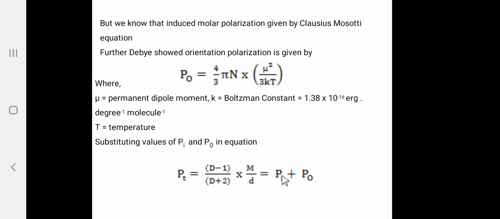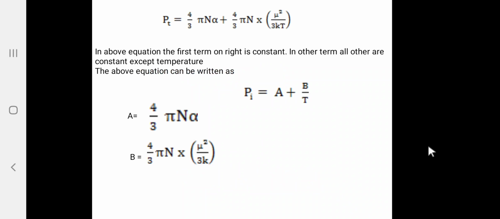So we can substitute the value of Pi and the value of Po, that is the orientation polarization. So Pt can be written as 4 by 3 pi N alpha plus 4 by 3 pi N mu square divided by 3kT. Let us consider this equation. On the right hand side, the first term is the induced polarization, 4 by 3 pi N alpha. Alpha is the polarizability, it is a constant, N is constant, pi is constant, 4 by 3 is constant.